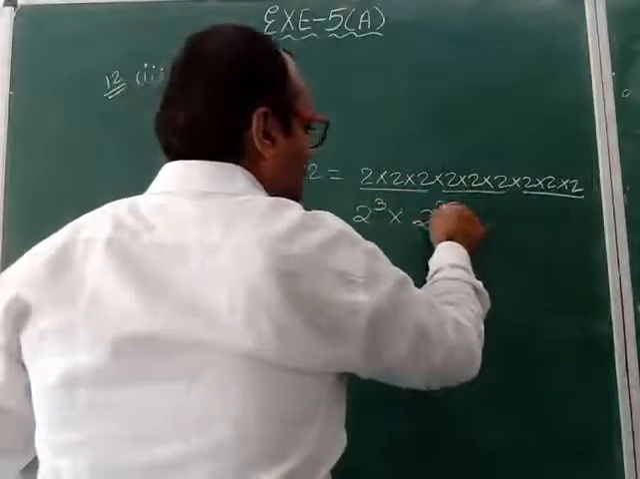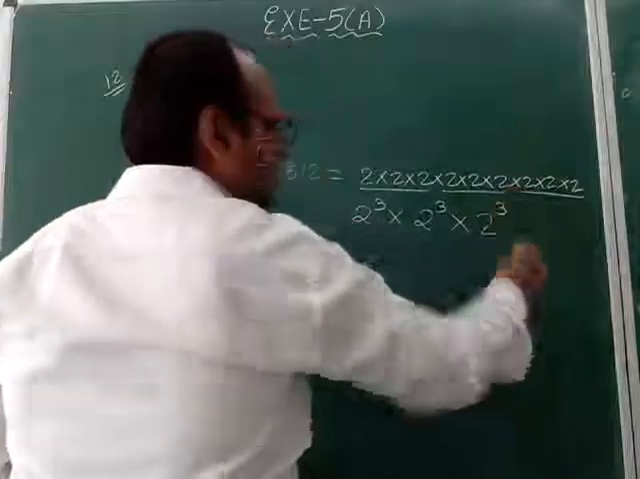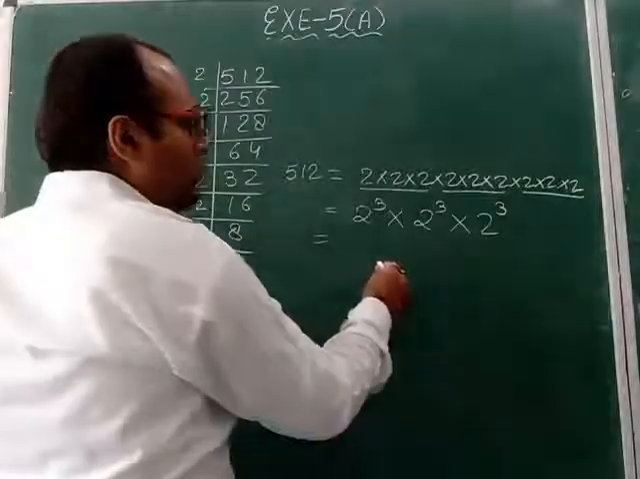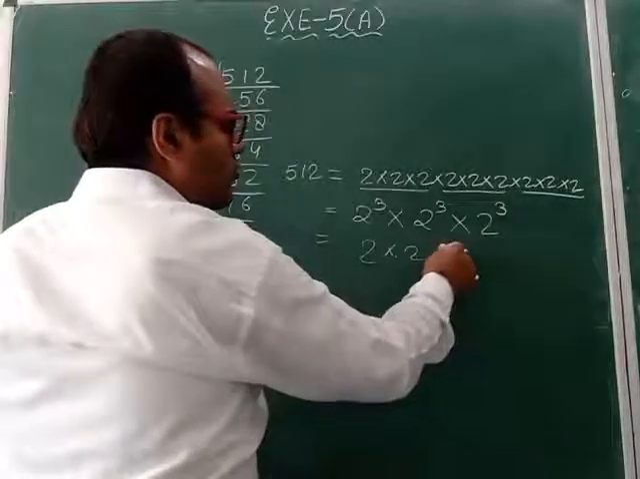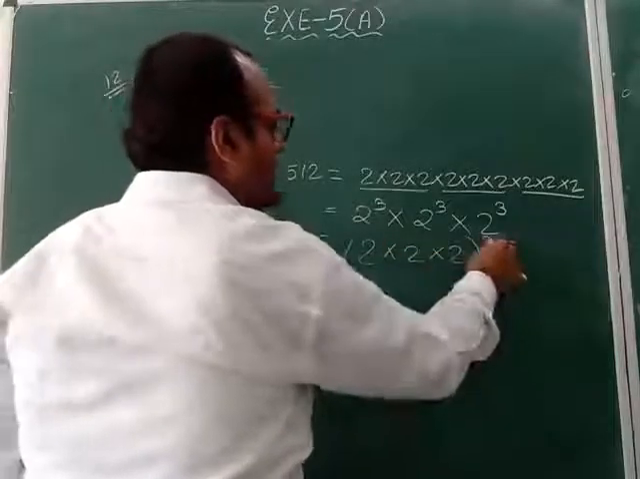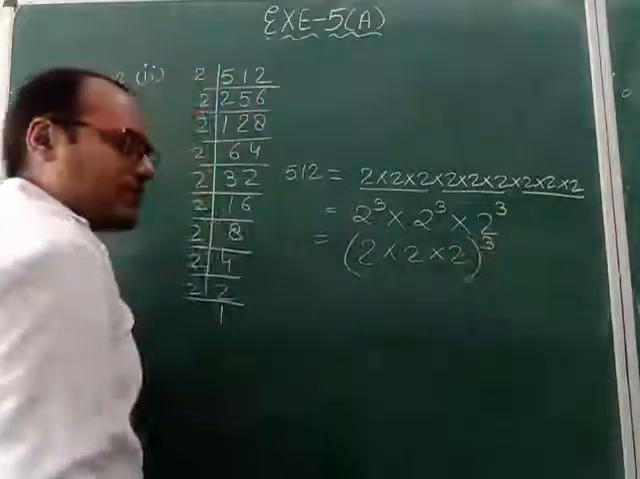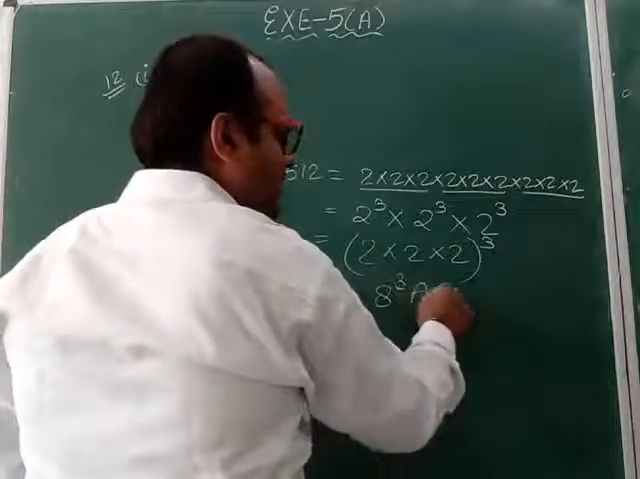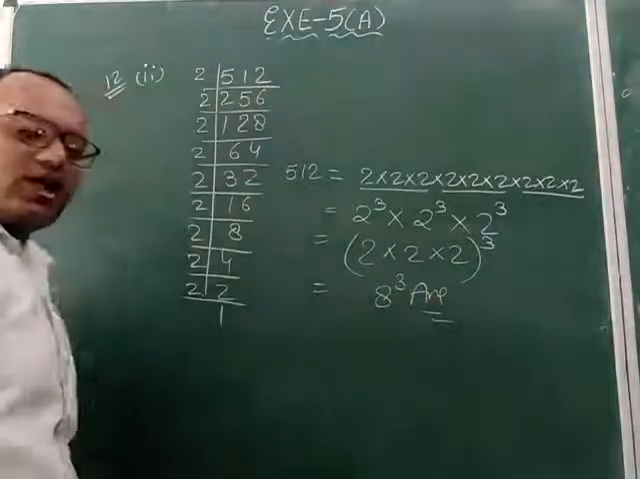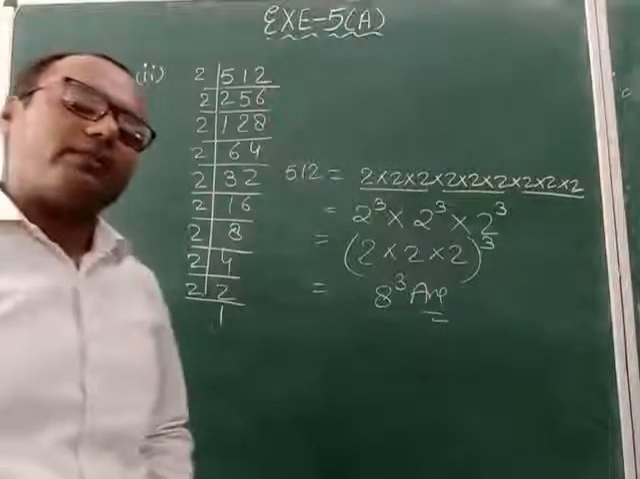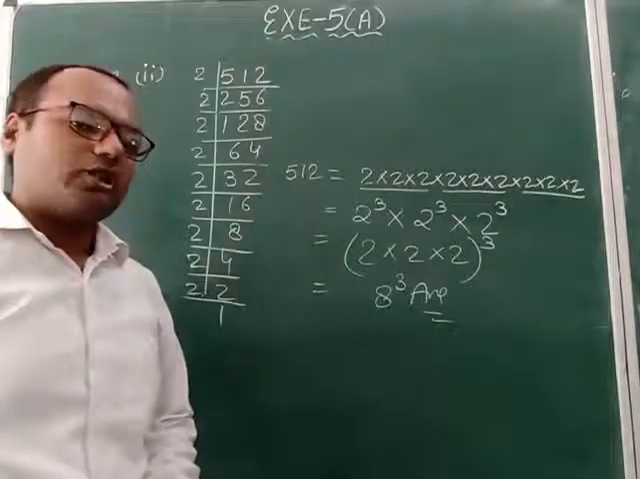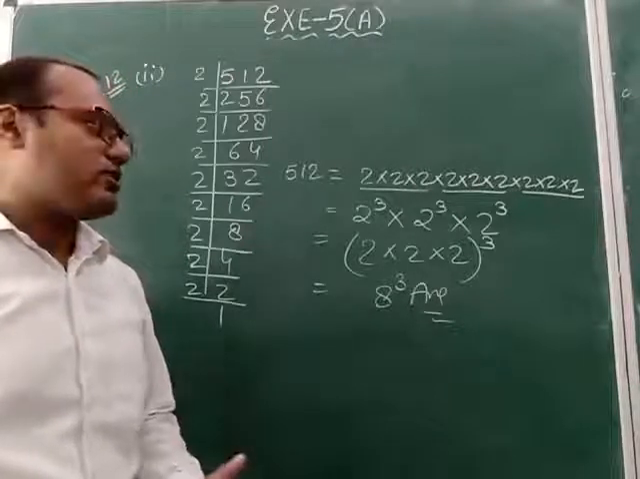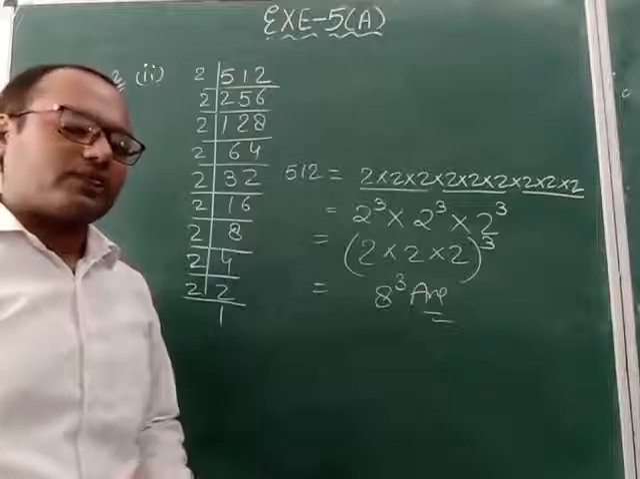This is also 2 power 3, this is also 2 power 3. So all the numbers are having the same power. So what we will do? (2 multiply 2 multiply 2) whole power 3. All the powers we will write outside the bracket. Now 2 2s are 4, 4 2s are 8. So the final answer is 8 power 3. So like this you have to do all the parts of this question number 12. Now this exercise is over. Your homework is to finish this exercise in your fair note. In case you have any doubt, you can put a comment in the comment box. I will explain it in the next video.